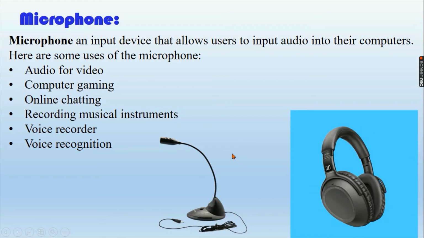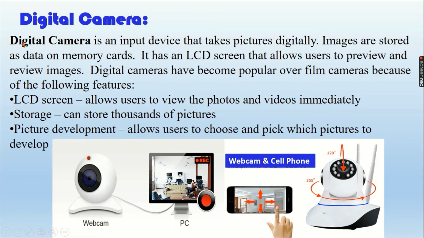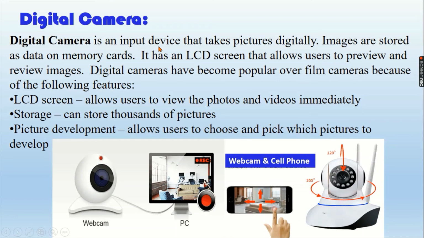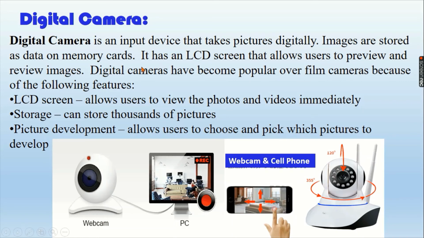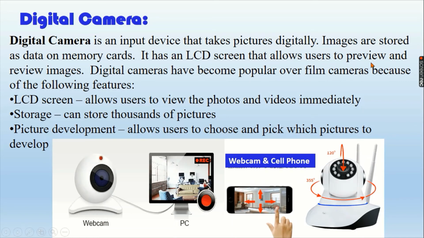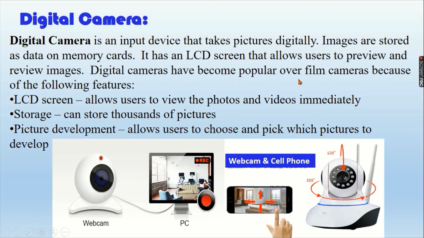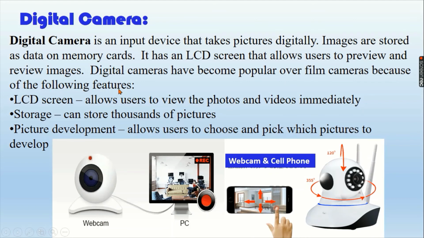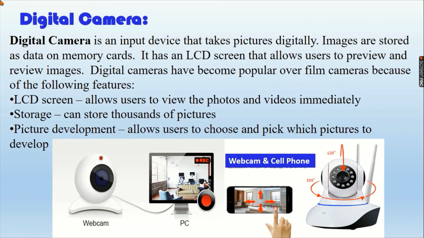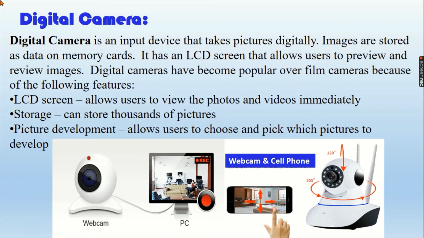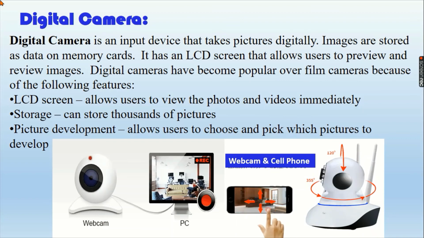Let's see, the next one is digital camera. Digital camera or a web camera is an input device that takes pictures digitally. Images are stored on a memory card. It has an LCD screen that allows users to review images. Digital cameras have become popular over film cameras because of the following features. Digital cameras nowadays are very common. It has an LCD screen when we take pictures or videos. On the LCD screen we can see those photos, images or videos. If they are okay, we can leave them on the memory card. If they are not good, we can delete them.